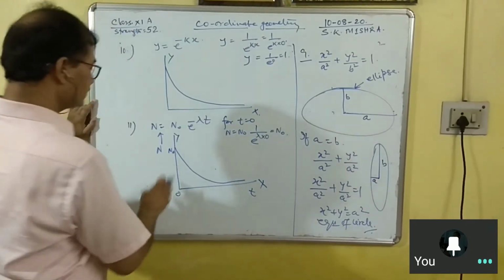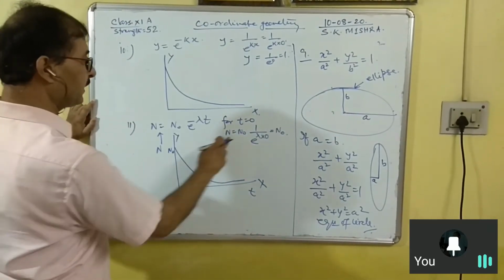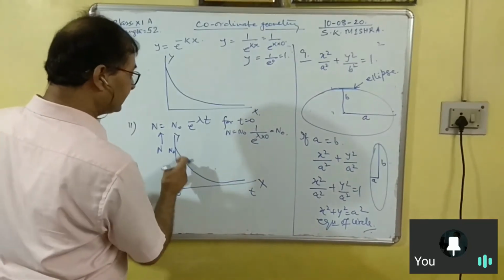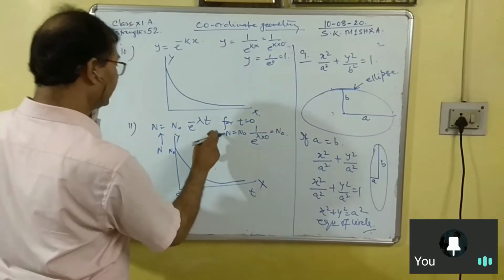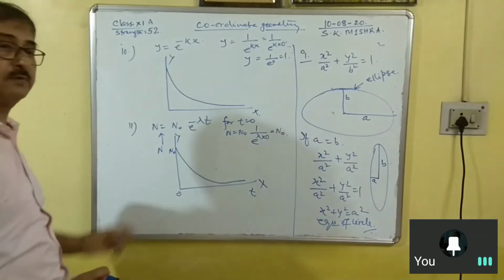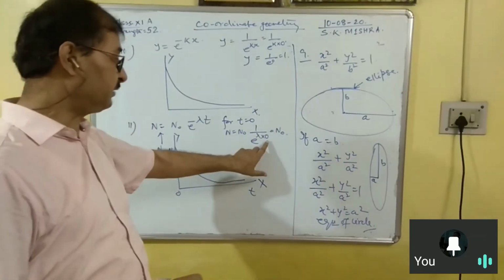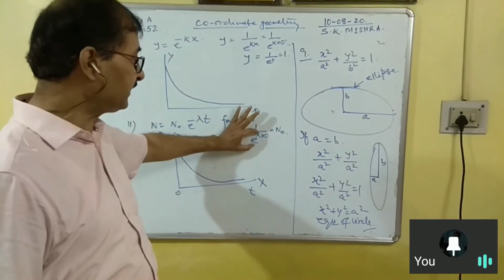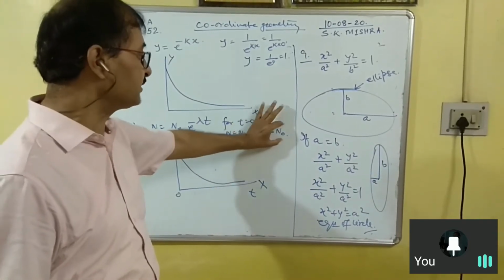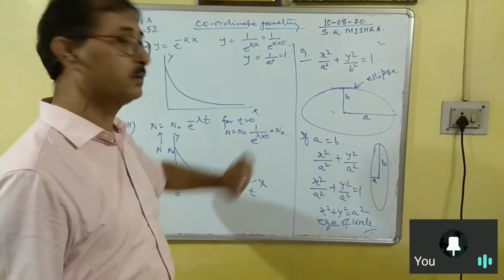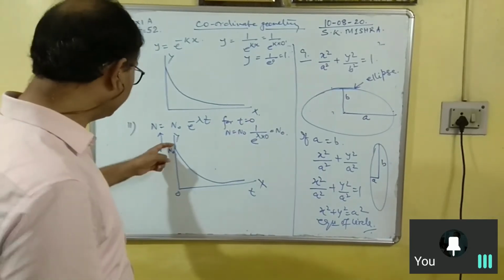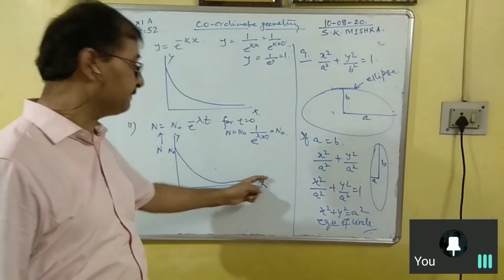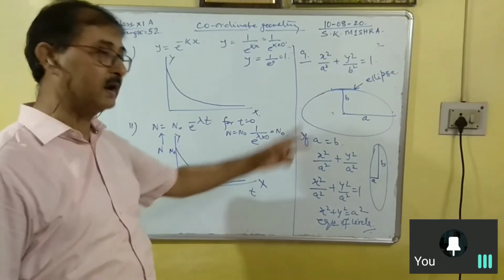So at t equal to 0, n becomes equal to n naught. And at t equal to infinity, n will be 0. If you put t as infinity here, e raised to infinity is infinity, so 1 by infinity is 0. Then n will be 0. So n will reduce to 0 only at infinite time, and these two lines will go parallel.